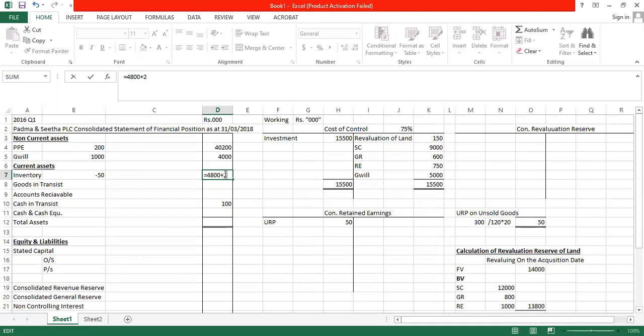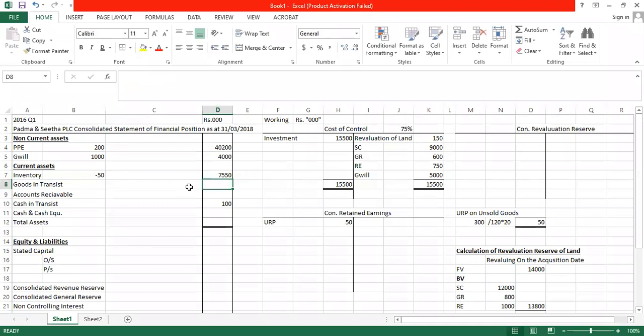Sita PLC value is 2,800, but there is an adjustment. There is an adjustment because the inventory with the Sita PLC subsidiary company is after adding 20% margin. So we had to remove it because it's unsold. So that 50 we had to remove. So you had to remove this 50, minus 50.